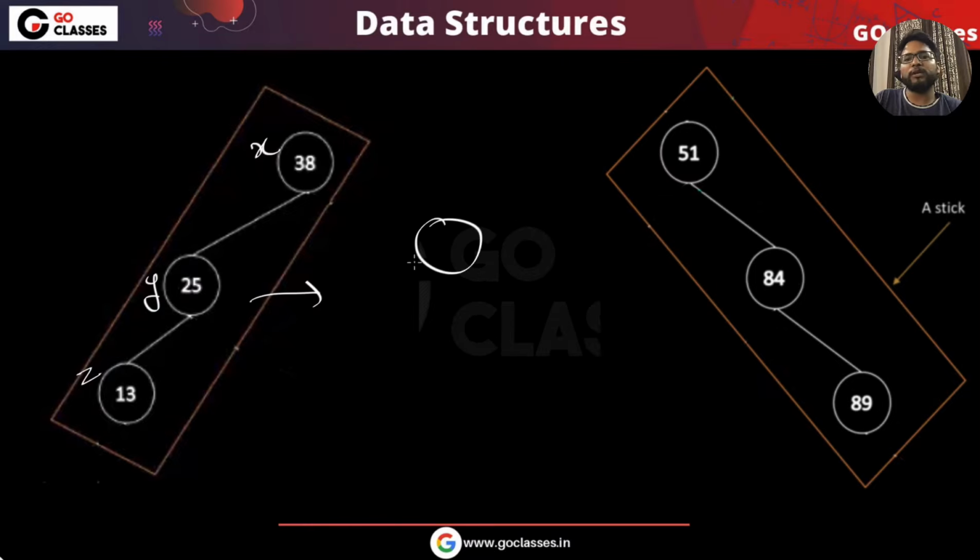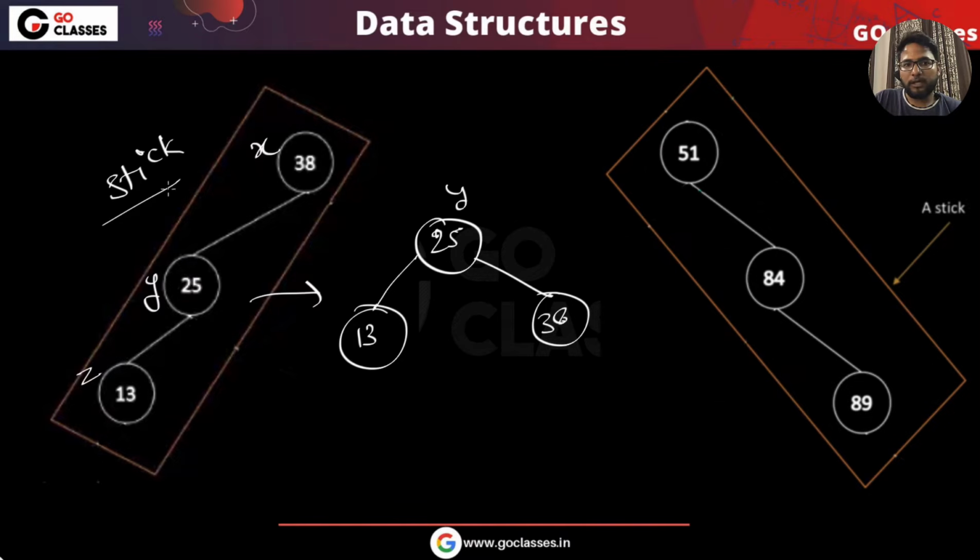If you know in your subconscious mind that y will come on the top, which means 25 will come on the top, then it is okay. Otherwise you can easily figure out which will come on the top and which will come where, right? And then 13 is lesser than 25, that's why it will be here, 38 will be here. So I can easily convert this stick to a mountain, right? This is a mountain.